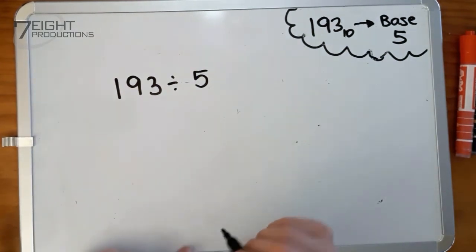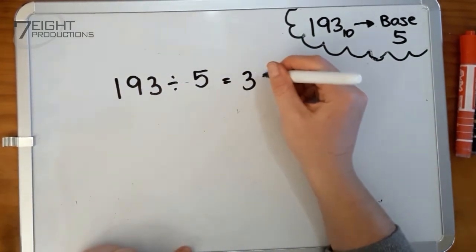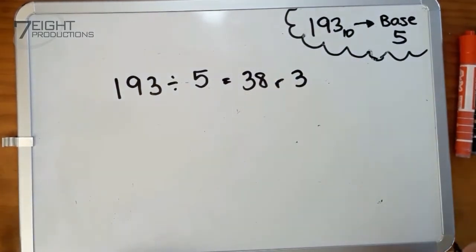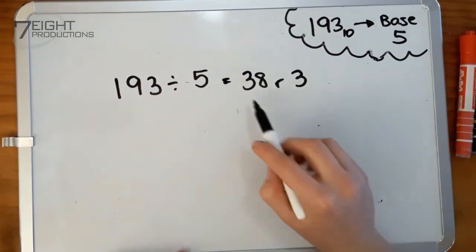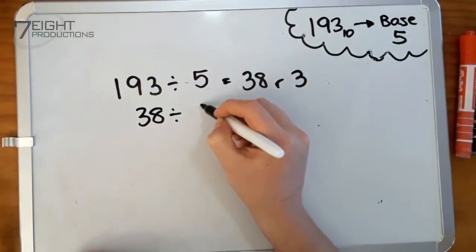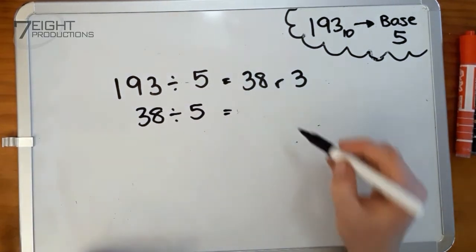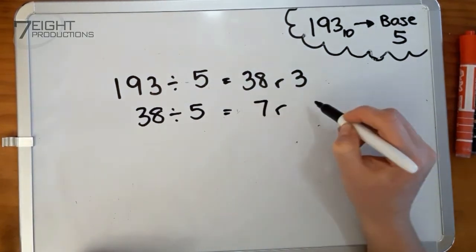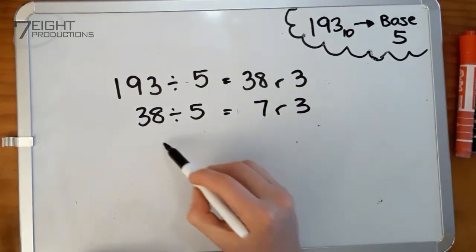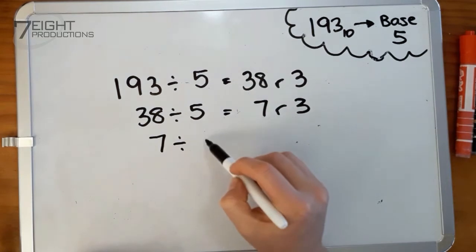193 divided by 5 is equal to 38 with a remainder of 3. What do we do now? That's right, we take the whole number 38 and we divide it by, again, 5. And that is equal to 7 remainder 3. Okay, we take the whole number 7 and we're going to divide it by again 5.